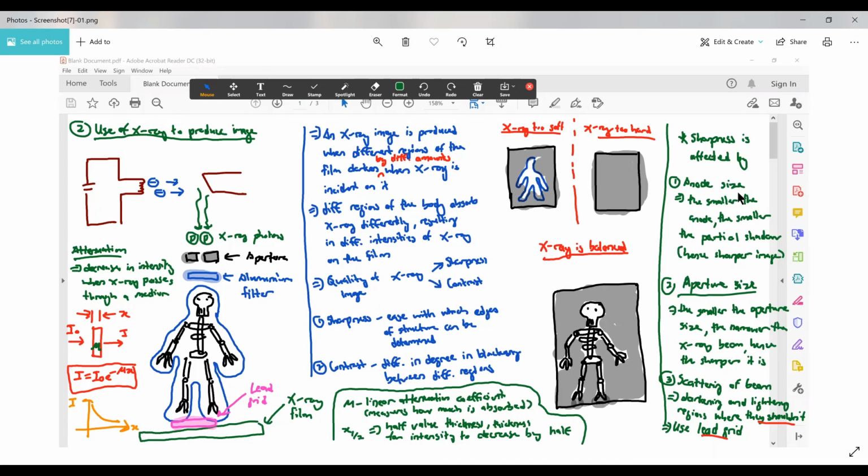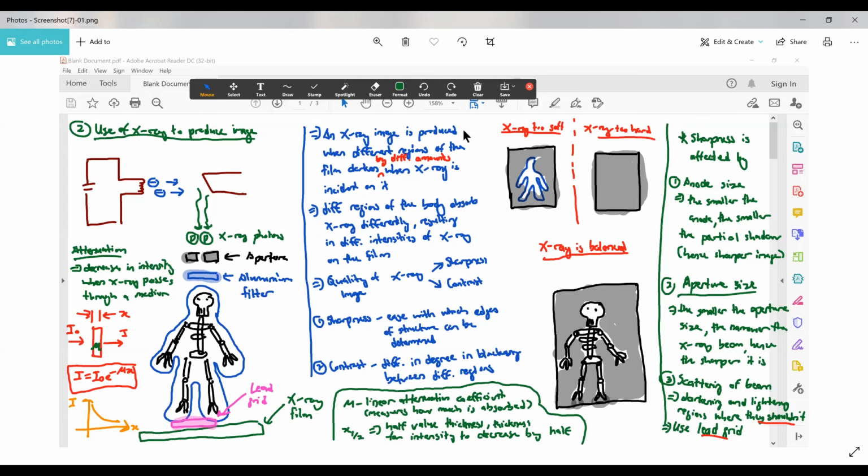If your anode size is small, you get a sharp image. If your anode size is big, you do not get a sharp image. For aperture size, it's also the same thing. If your aperture size is small, you're going to get a sharp image. If your aperture size is large, you're not going to get a sharp image. And lastly, scattering of X-ray beam. If your X-ray beam is scattered, you're not going to get a sharp image also, right?